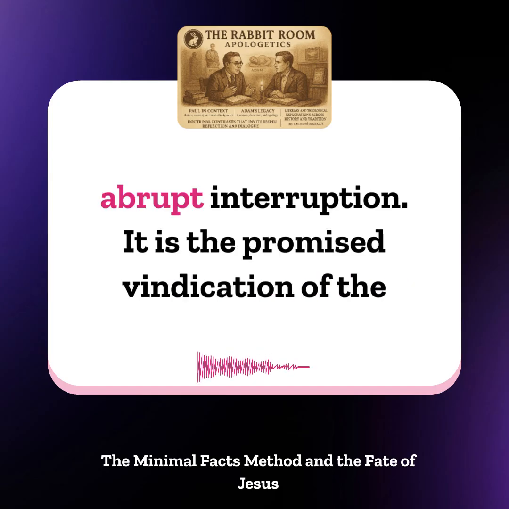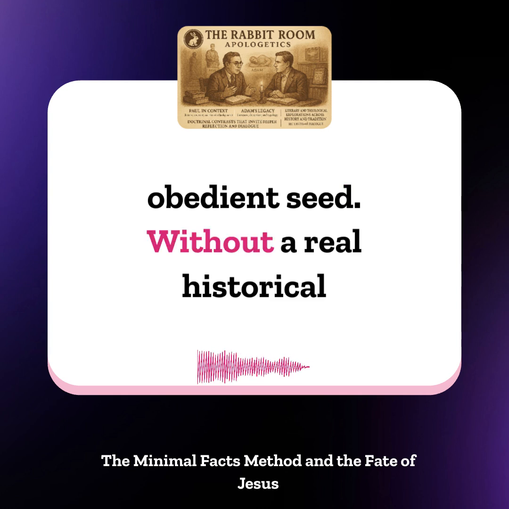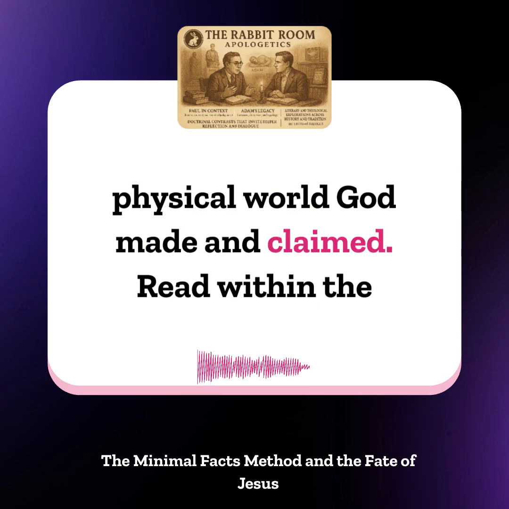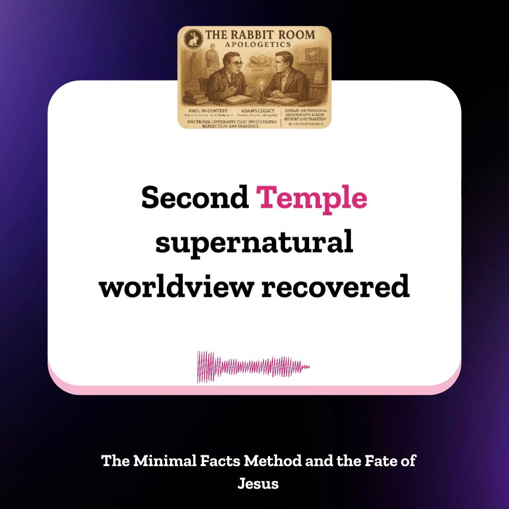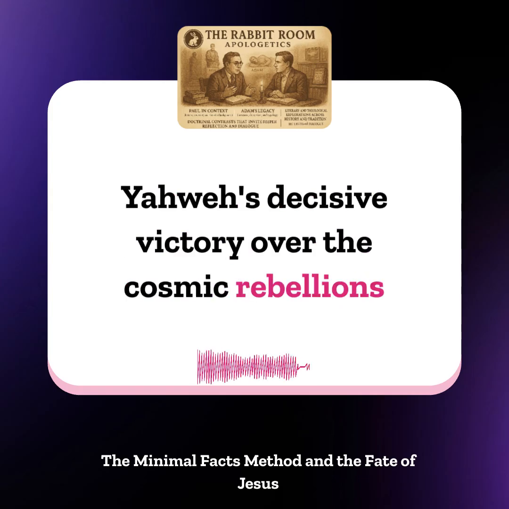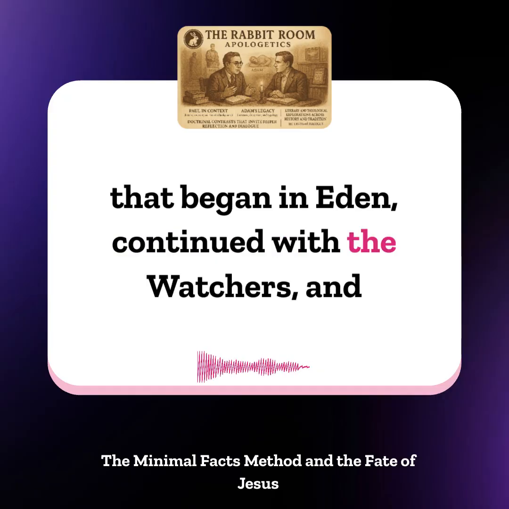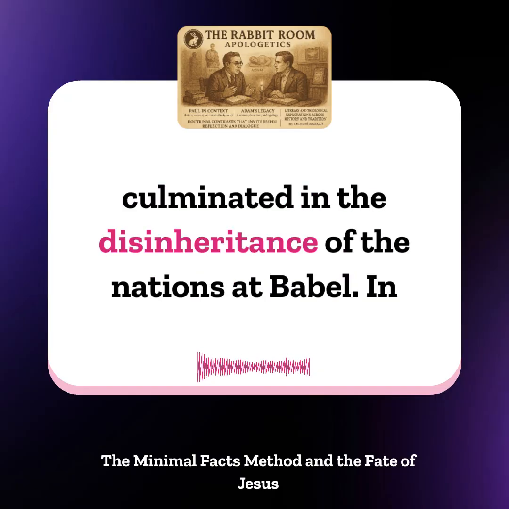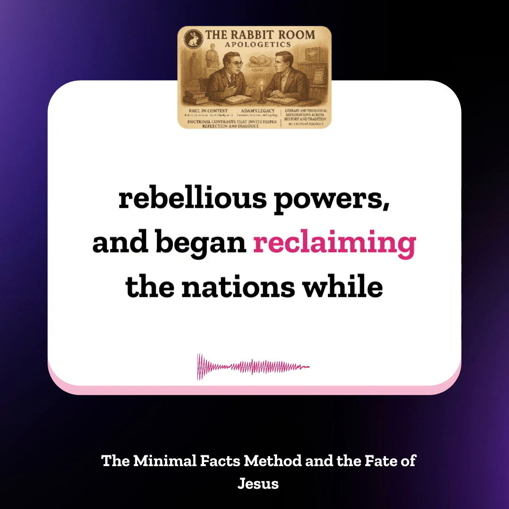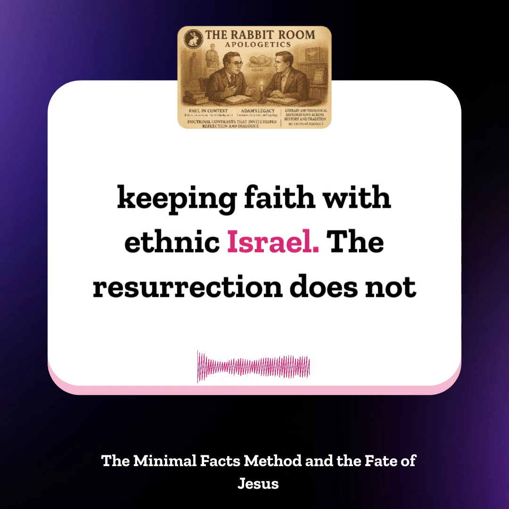The resurrection is not an abrupt interruption. It is the promised vindication of the obedient seed. Without a real historical resurrection, the promise plan would float free of the physical world God made and claimed. Read within the Second Temple's supernatural worldview recovered by scholars such as Michael Heiser, the resurrection is also Yahweh's decisive victory over the cosmic rebellions that began in Eden, continued with the Watchers, and culminated in the disinheritance of the nations at Babel. In raising Jesus, God broke the power of death, disarmed the rebellious powers, and began reclaiming the nations while keeping faith with ethnic Israel.